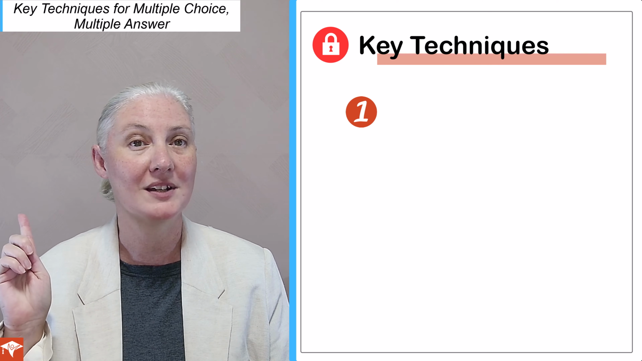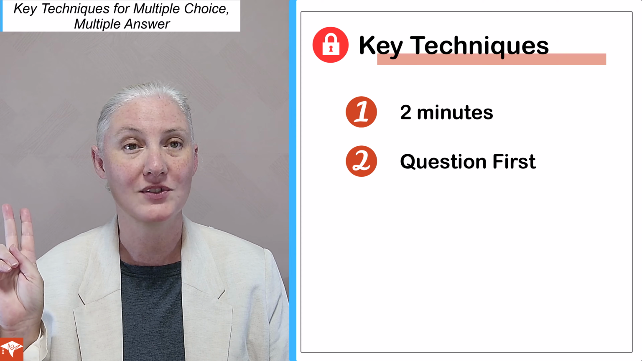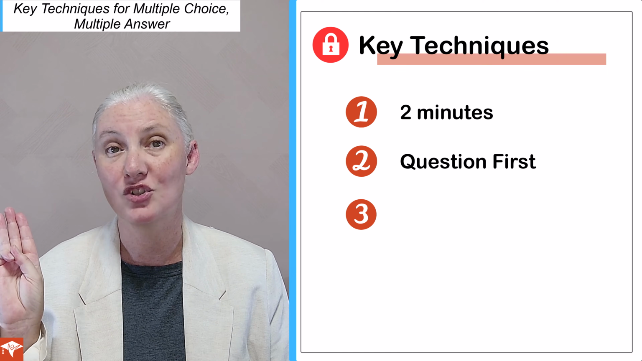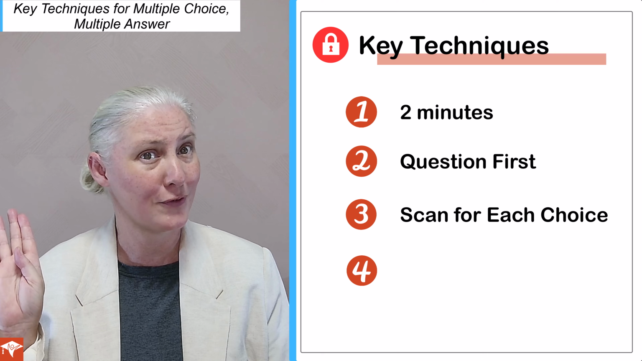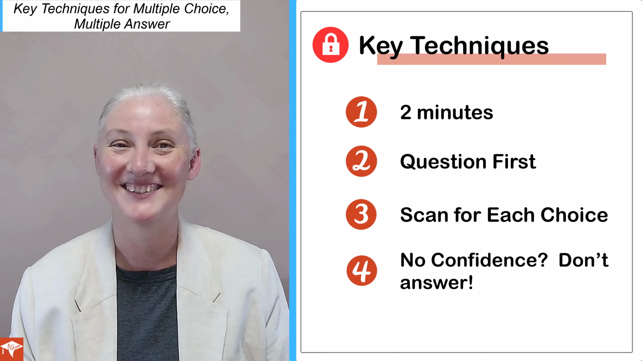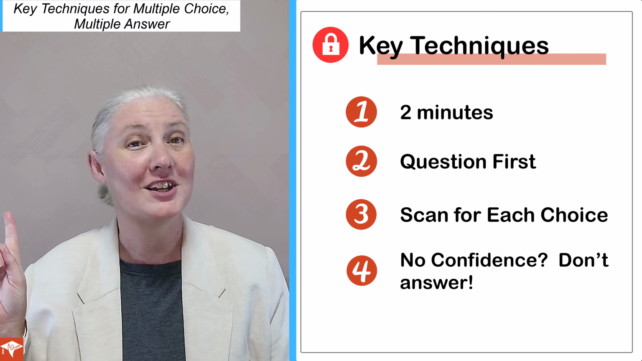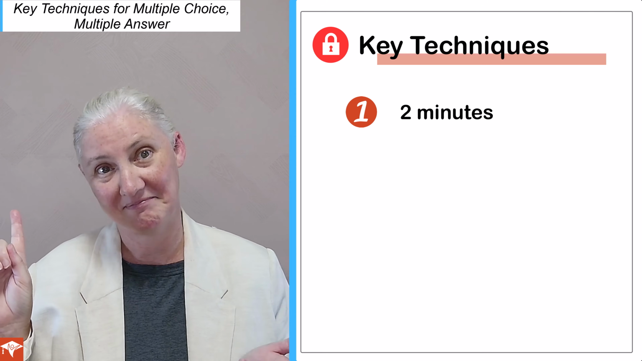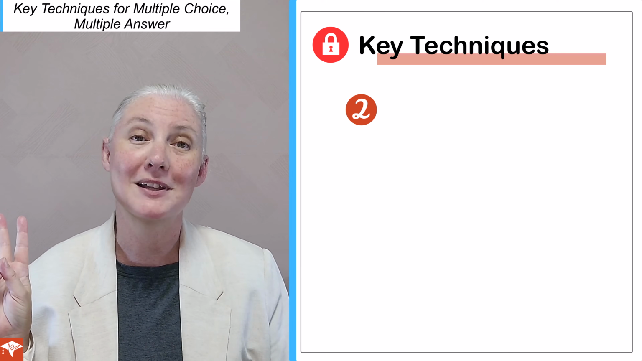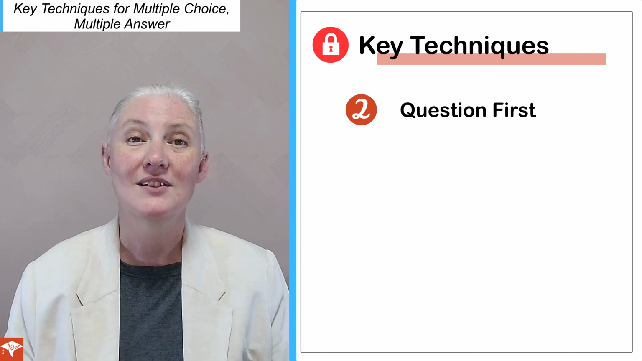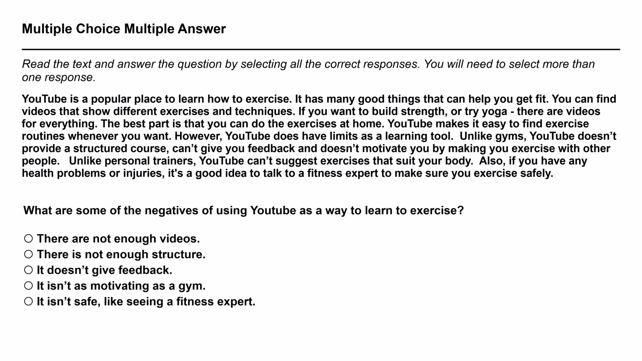1, 2 minutes. 2, question first. 3, scan for each choice. 4, no confidence? Don't answer. So point 1, finish each question in 2 minutes. Point 2, read the question first. This is an example question here. Of course, you have to understand the meaning of the question to find the answers.